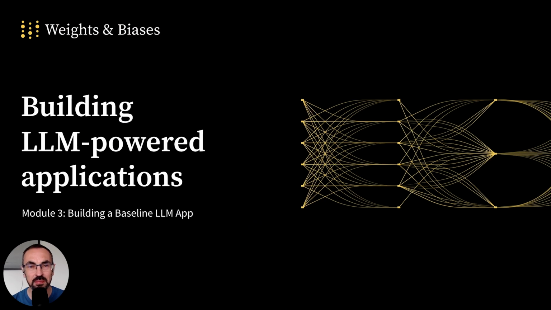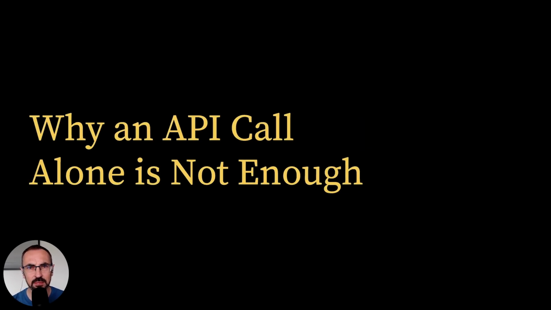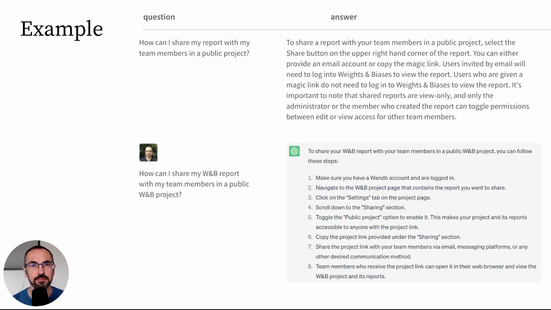In this module, we build a baseline LLM-based application. In the previous lesson, we learned how to call an LLM through an API. It sounds simple. We have a question, call an API, and get a response. But often, this isn't enough.